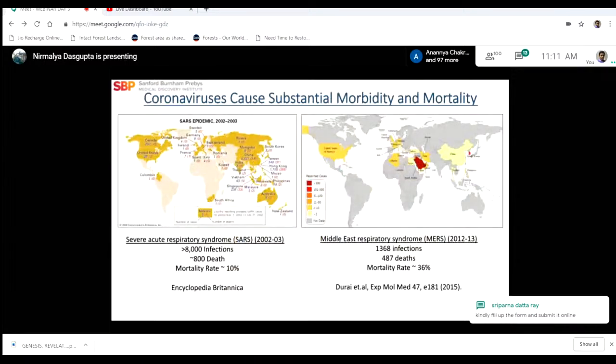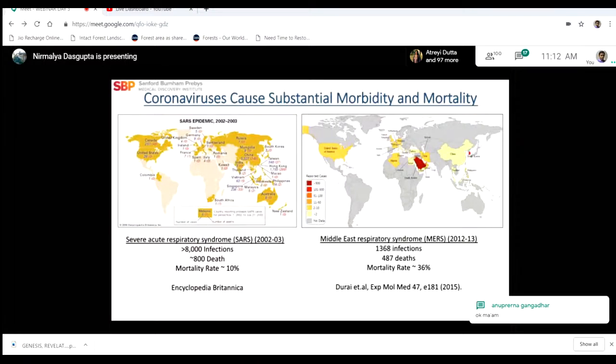And this is not the first coronavirus which caused this much substantial morbidity and mortality. There are two other coronaviruses just within two decades. The first one is Severe Acute Respiratory Syndrome, SARS, which originated in China in 2002, and Middle East Respiratory Syndrome, MERS, which originated in Saudi Arabia in 2012. The mortality rate is very high for both of these coronaviruses. You can see the mortality rates are 10% and 36%.